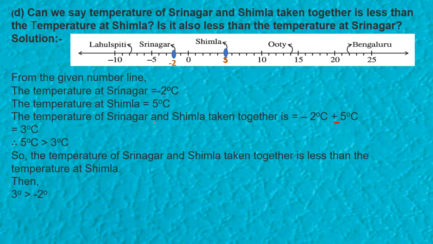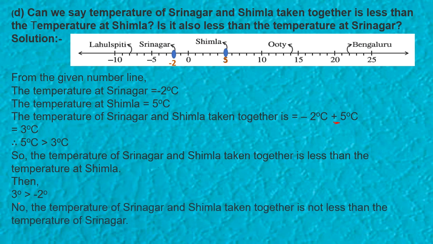Now one more, is it also less than the temperature at Srinagar? So compare with Srinagar also. 3 degrees Celsius is the temperature of the two cities together, Srinagar and Shimla. Now the temperature of Srinagar is -2 degrees Celsius. So we have to compare between 3 degrees Celsius and -2 degrees Celsius. As we know that negative numbers are less than positive numbers. So 3 degrees Celsius is greater than -2. So here we can say the temperature of Srinagar and Shimla, when taken together, is not less than the temperature of Srinagar.